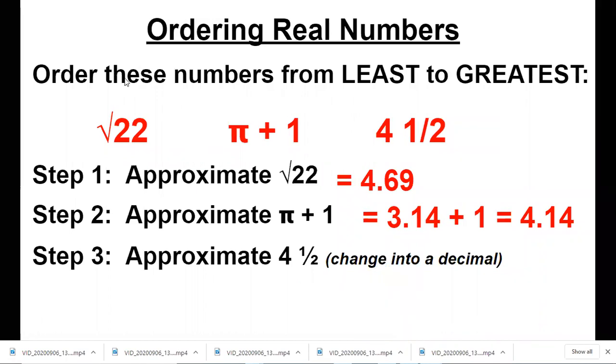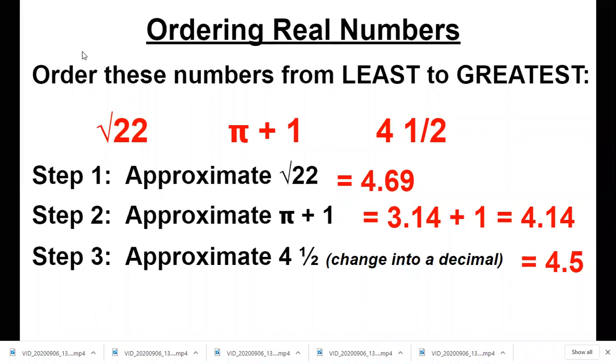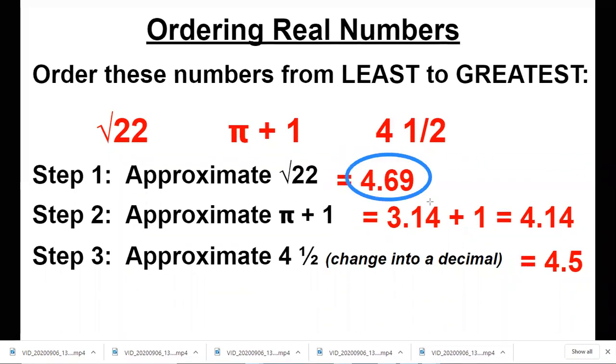Let's clear my drawings. So 4.5. Now we are ready to order our numbers. We have them in the right order to compare them: 4.69, 4.14, and 4.5. And I won't lie to you, these homework problems do take some time. I'm not giving you a lot of them because they take a little bit of extra effort. But bear with me, 8th grade math, you will get through it and you will do awesome. So now we can compare those 3 numbers.